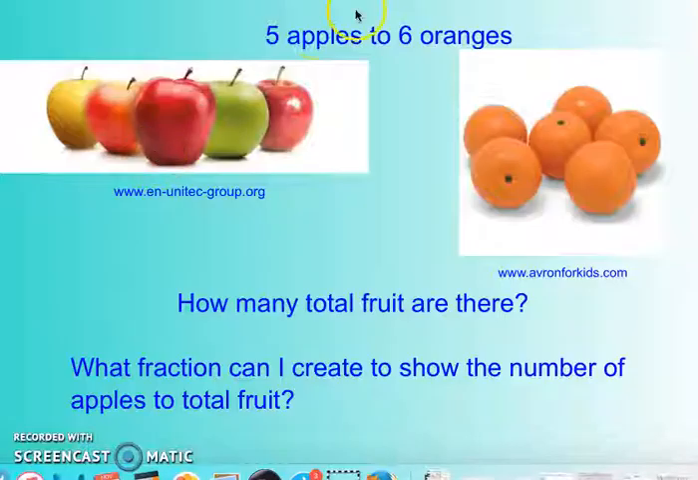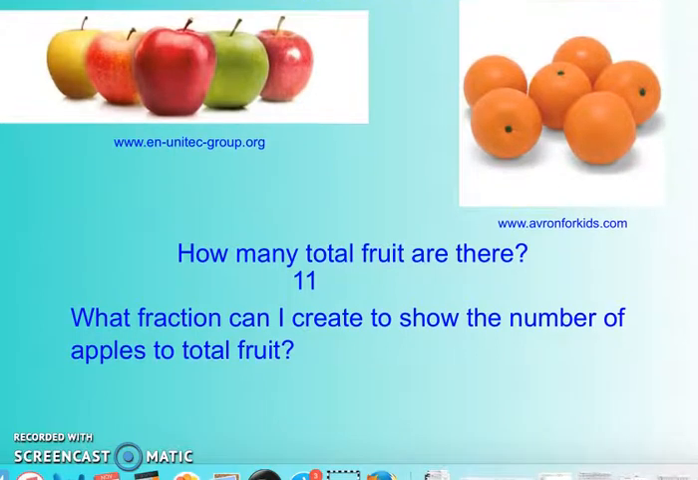Here's another way of writing a ratio: 5 apples to, using the word to, 6 oranges. My question to you is, how many fruit are there in all? Yes, there are 11 fruit. And the reason I'm asking is that I want you to create a fraction using the total number of fruit and apples. We're going to compare the number of apples to the total number of fruit, but write it as a fraction, because that is the third way that you can write a ratio.